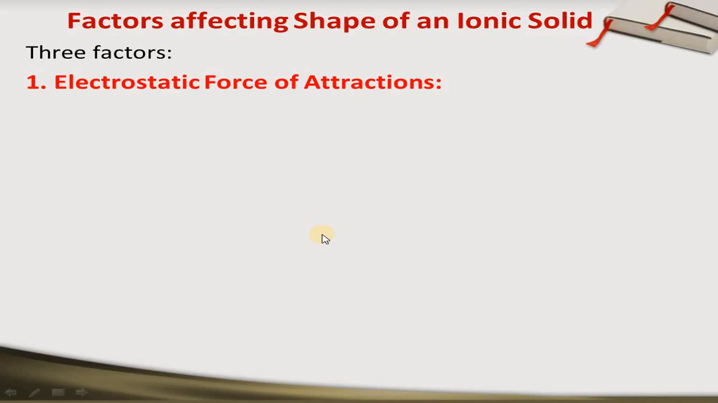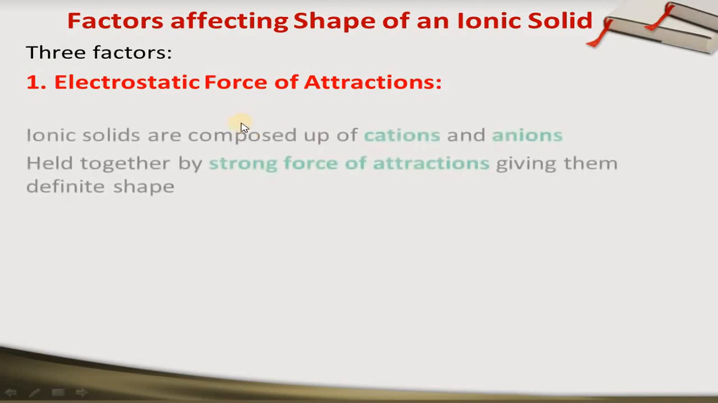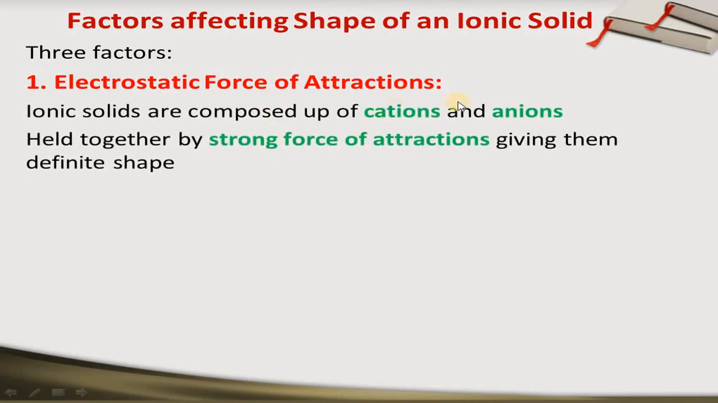Basically, there are three factors which affect the shape of an ionic solid. The first factor is the electrostatic force of attraction. Ionic solids are composed of cations and anions. They are held together by a strong force of attraction, and these forces are responsible for their definite shape. Due to these forces of attraction, they have a definite geometric shape.